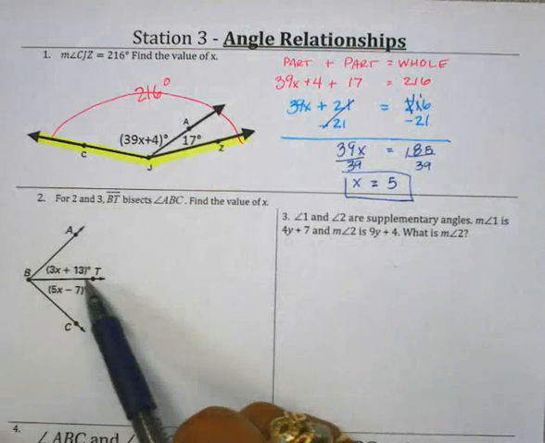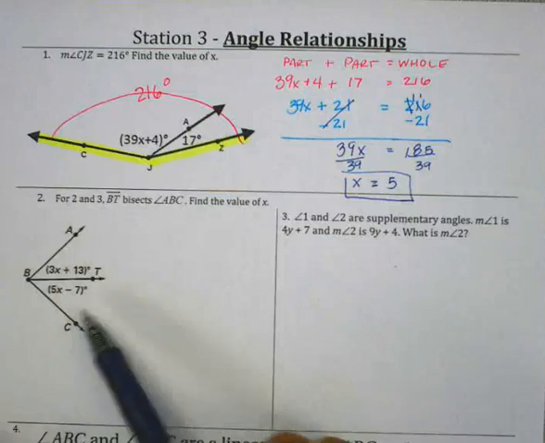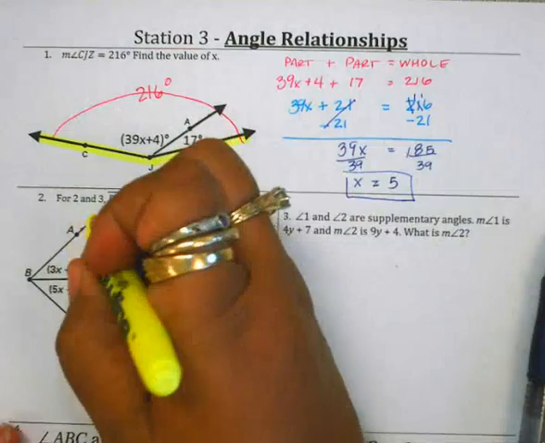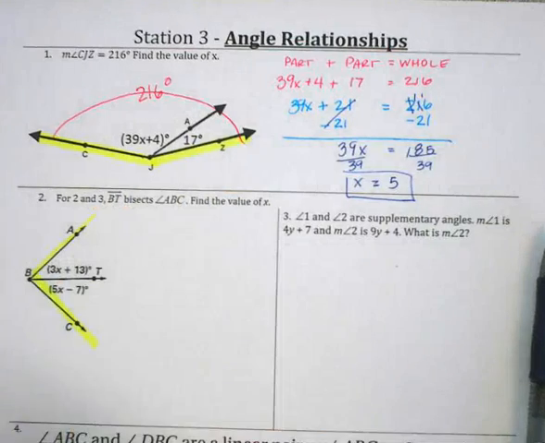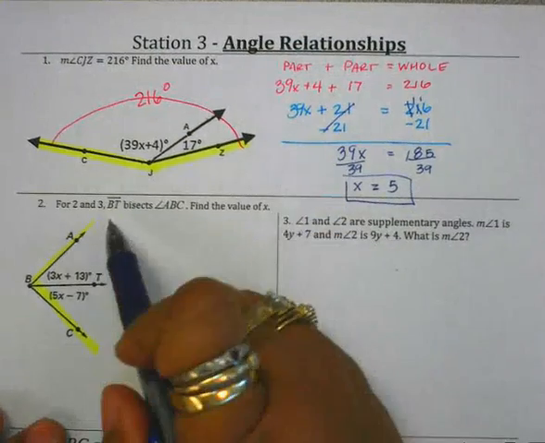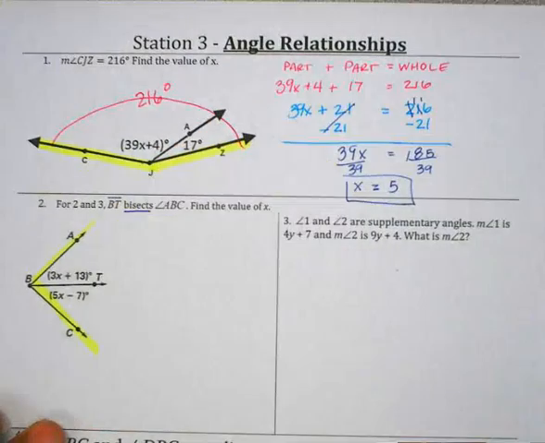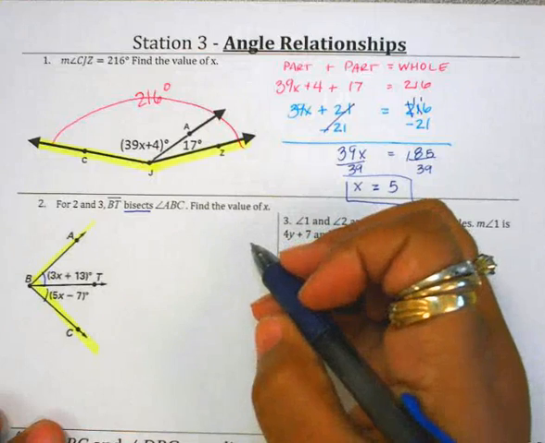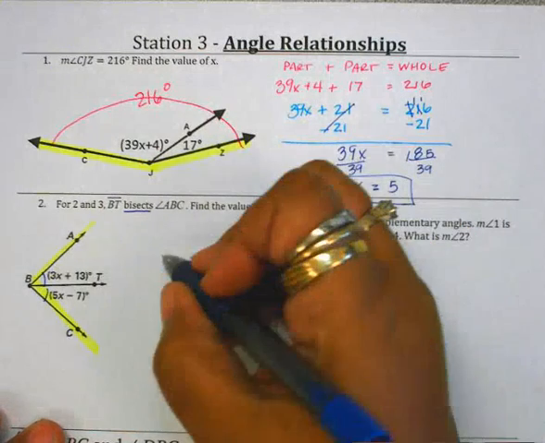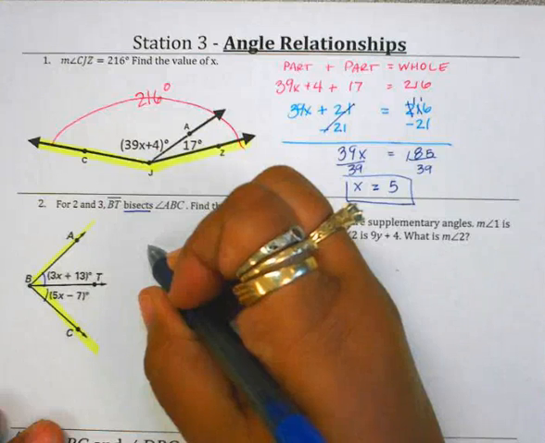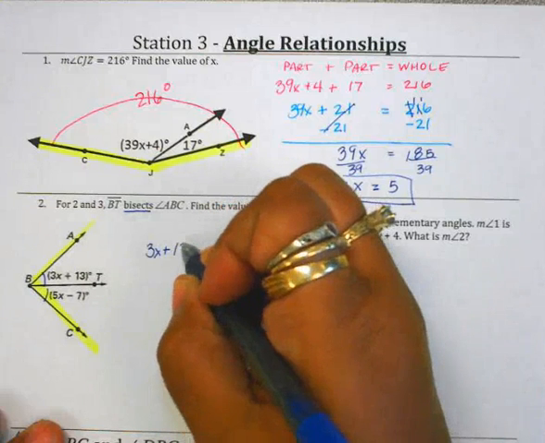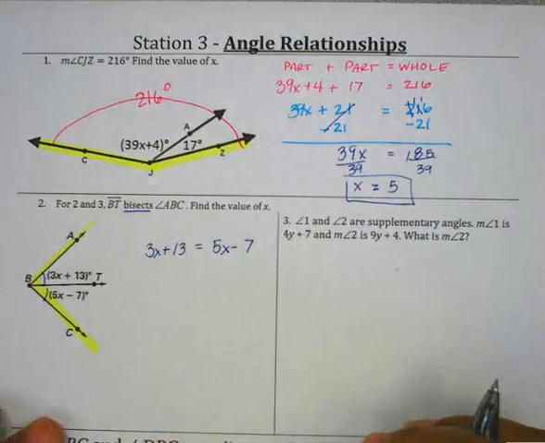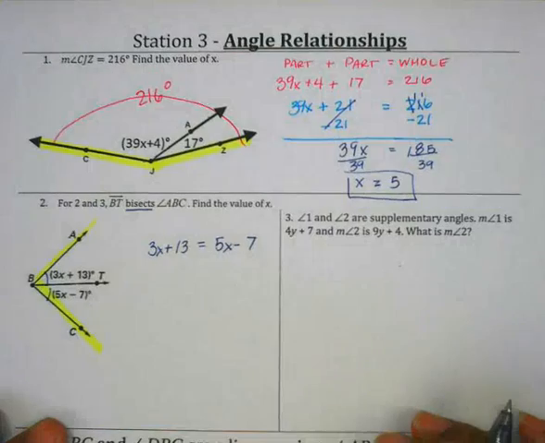BT, this ray, bisects ABC. Find the value of x. So here's angle ABC. So if we know that BT has bisected that angle, we know that these two parts are going to be equal to each other. So 3x plus 13 is equal to 5x minus 7. Once we have the equation, we just solve it using our algebra.